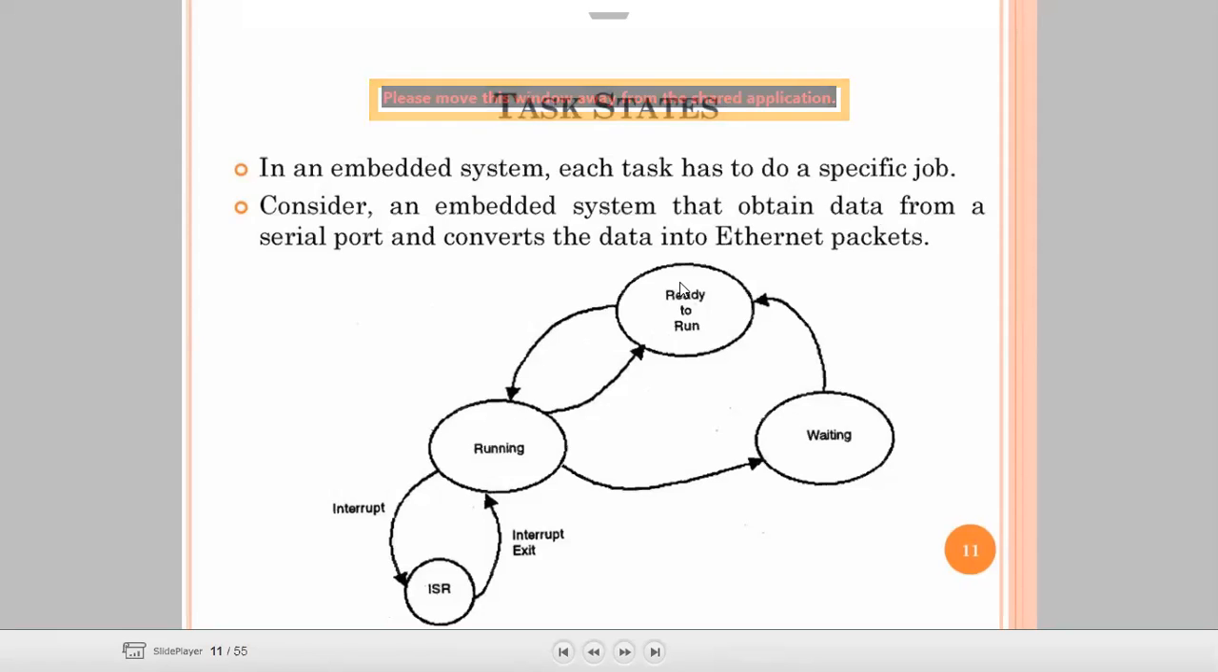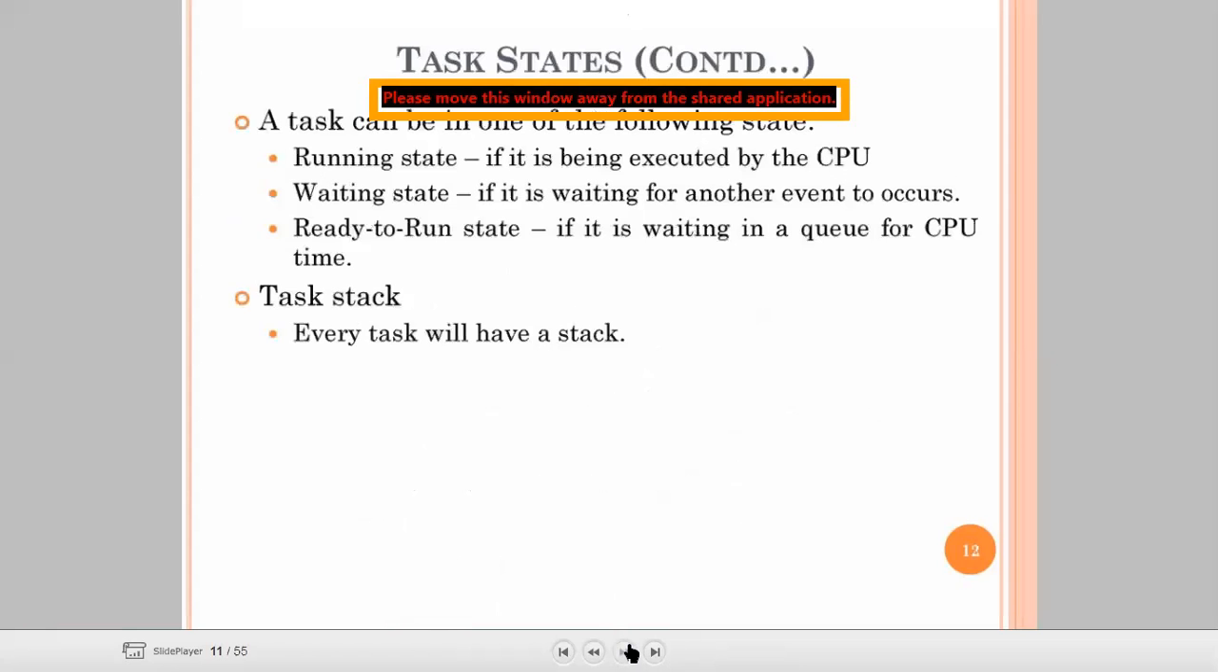Okay, so running state to ISR. Once the ISR is completed, again it goes to the running state. After that conversion is completed, it sends the same into that rotor. Okay, again the running state goes to waiting state. The same is explained here.